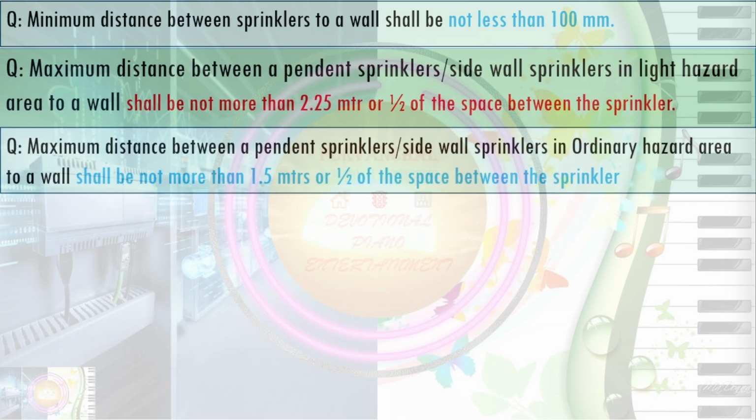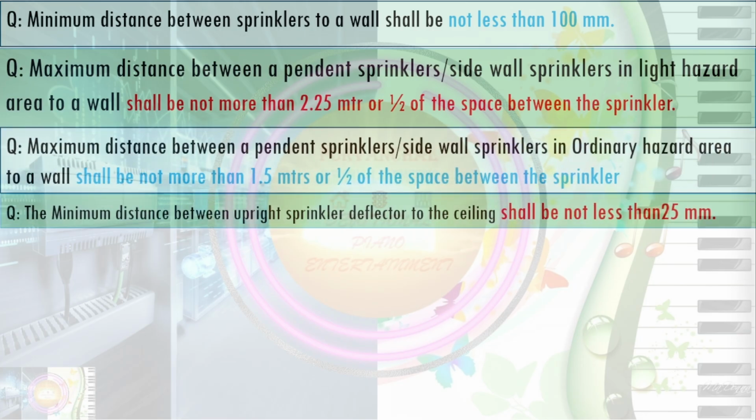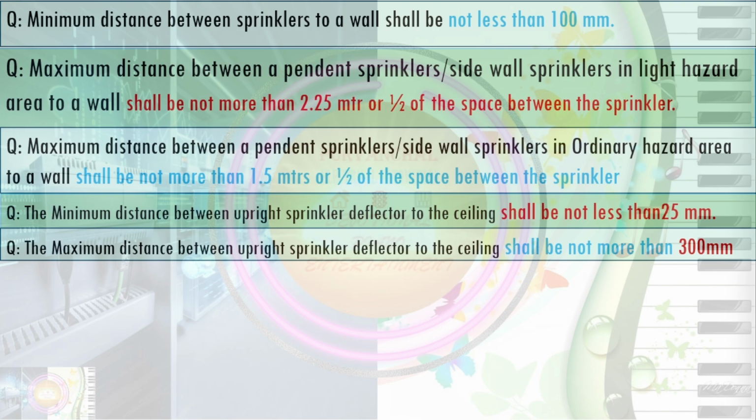The minimum distance between an upright sprinkler deflector and the ceiling shall be not less than 25 mm. That should be the gap between the ceiling and the sprinkler. The same question is repeated for the maximum. So the maximum should be 300.